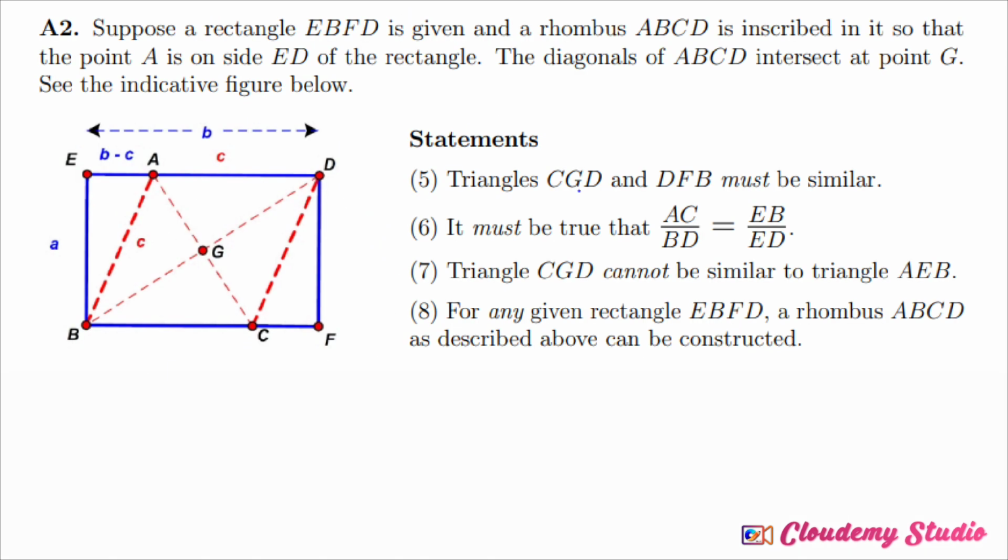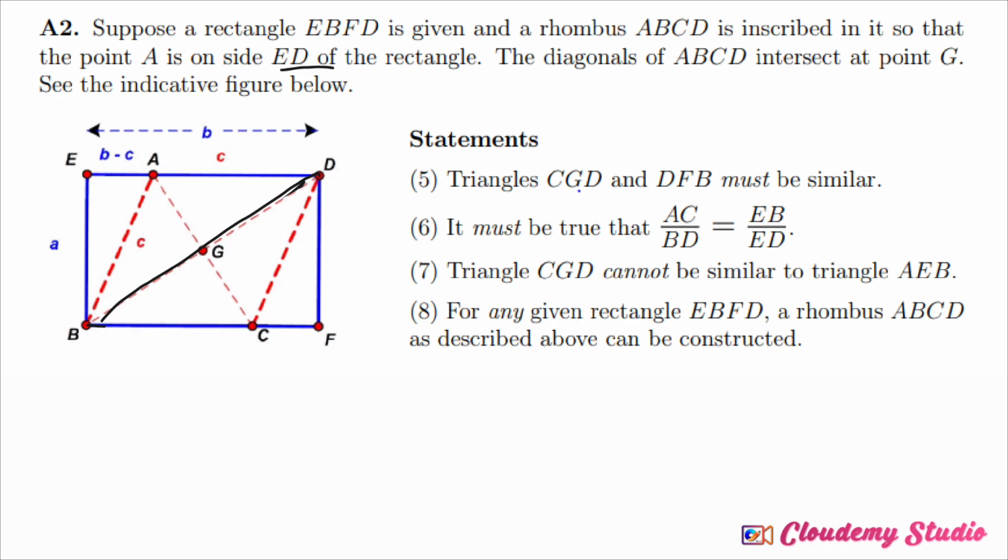Now the next question is: suppose a triangle EBFD is given and a rhombus ABCD is inscribed in it, so that the point A is on the side ED of the triangle. The diagonals of ABCD intersect at point G. See the indicative figure below. So the fifth question is that DGC must be similar to DFB. This has to be a similar triangle.